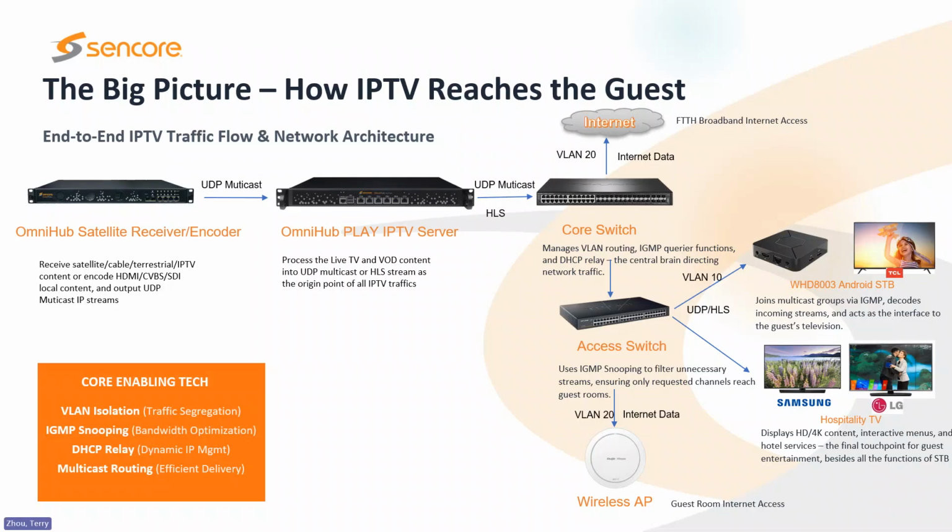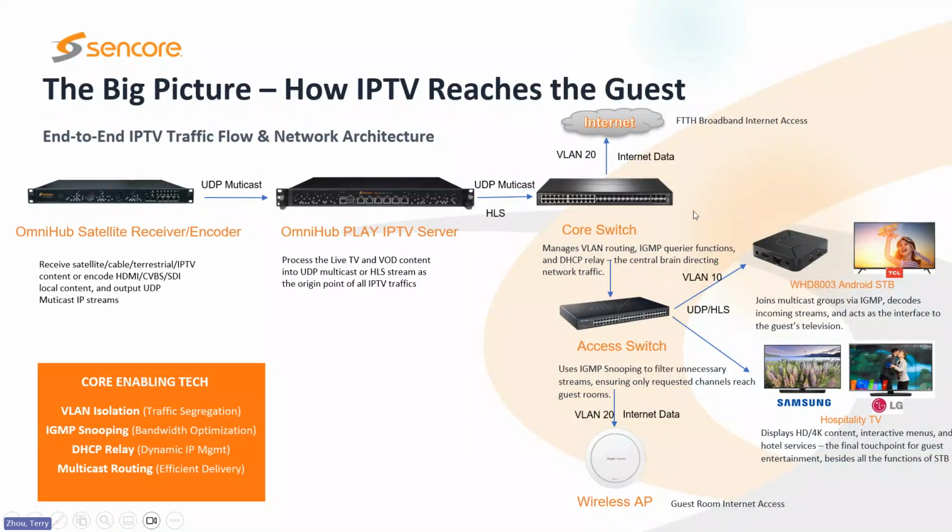So HLS streaming is typically used for networks that are not IGMP ready and not properly VLAN separated. Such networks may consider using HLS, or if the number of terminals is not very large, then they can use HLS. And also, after the IPTV streaming part, we can go to the switch.